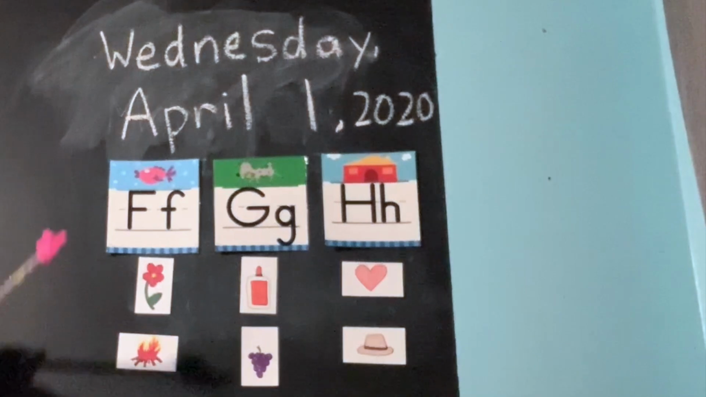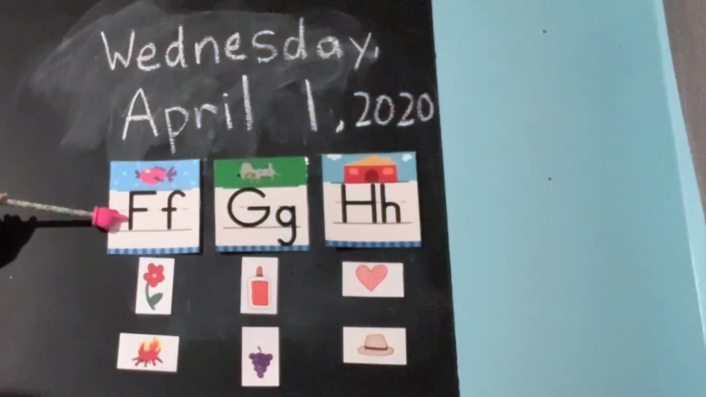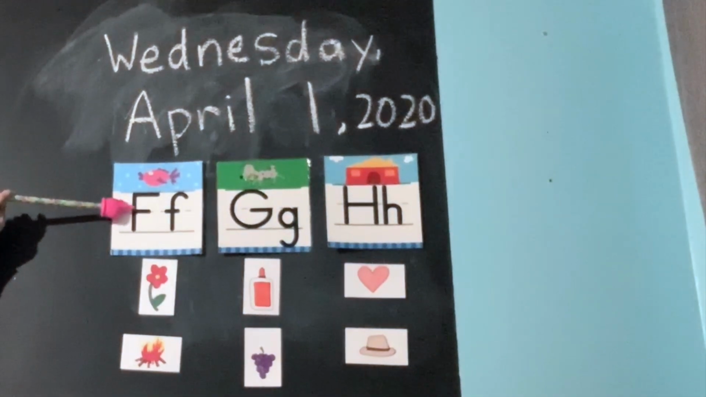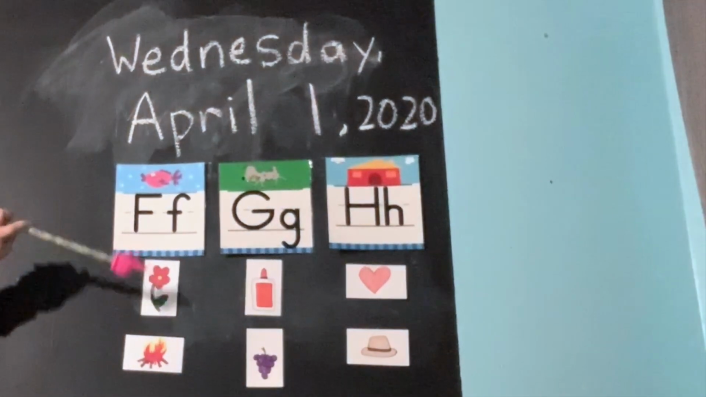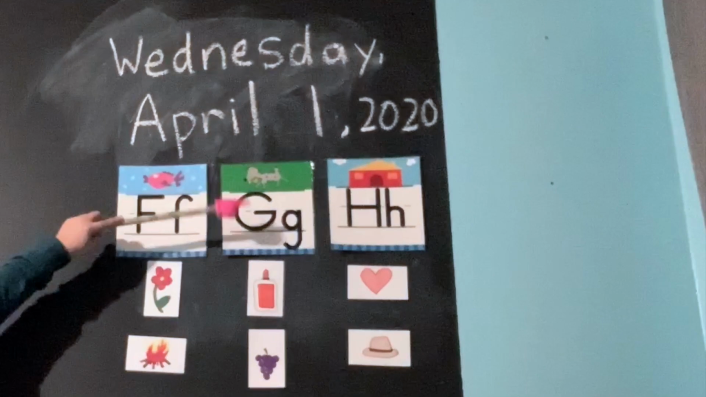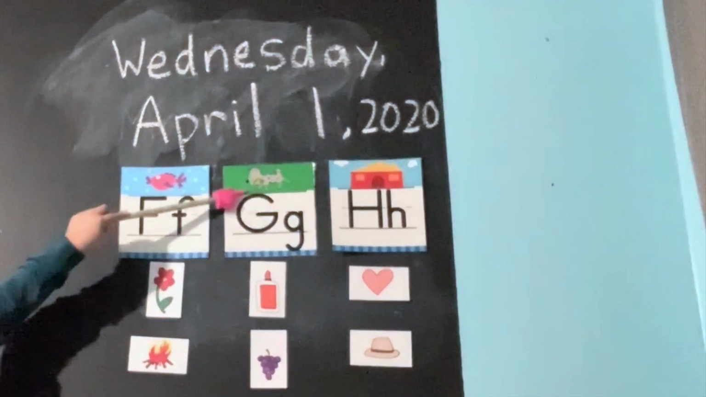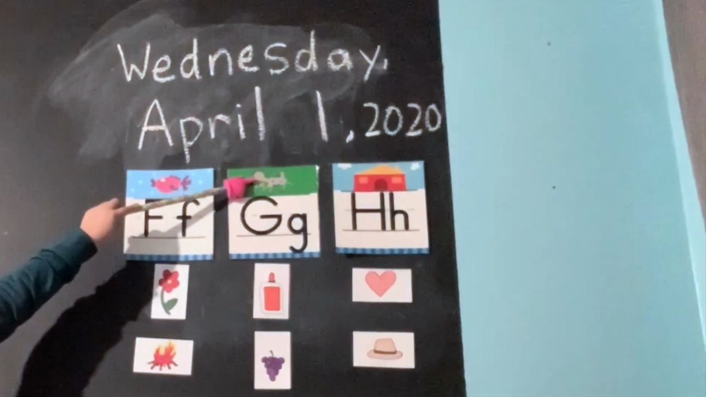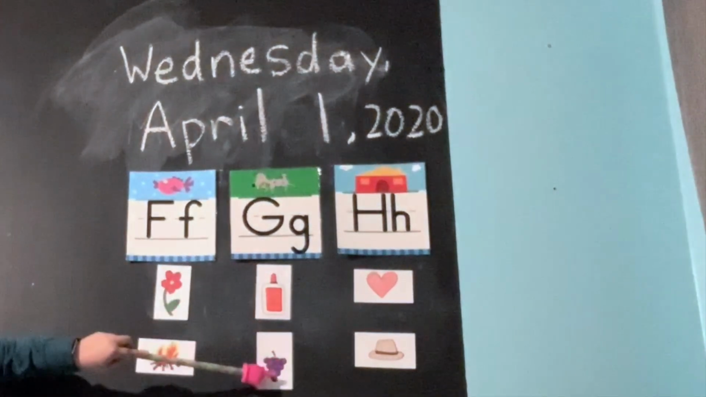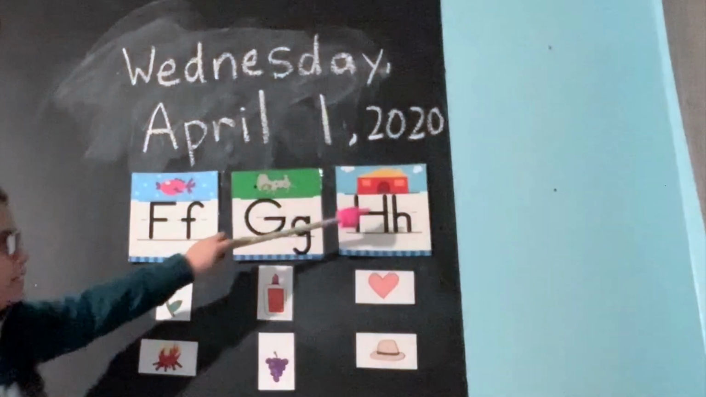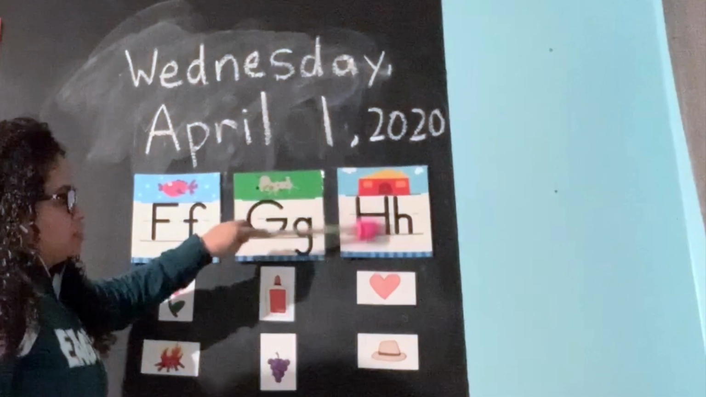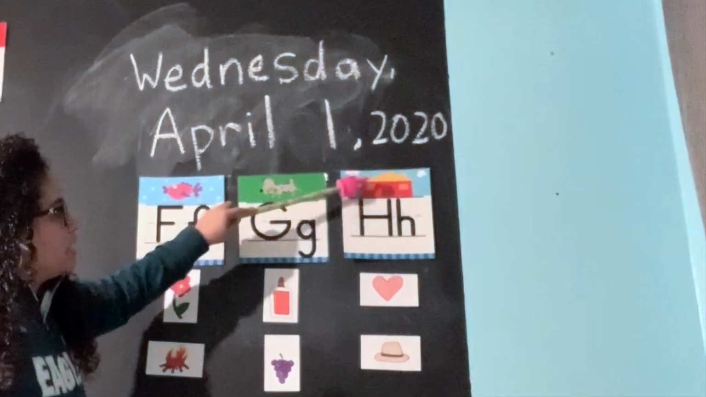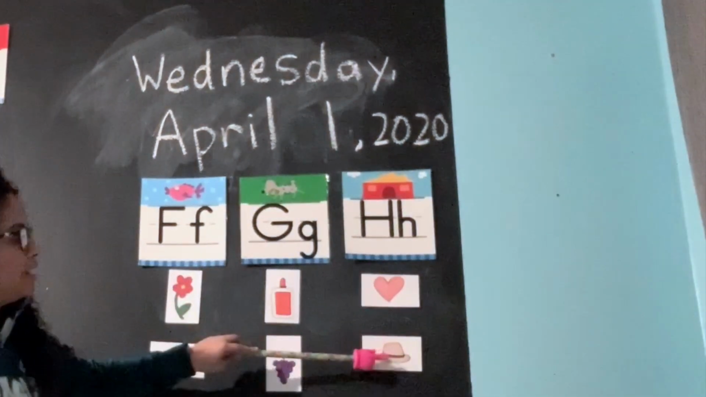Okay, boys and girls, here we have the letter F. Everyone say F. F makes a sound like fish, flower, fire. This is the letter G. G makes a sound like goat, glue, grapes. And here we have the letter H. H makes the sound like house, heart, and hat.